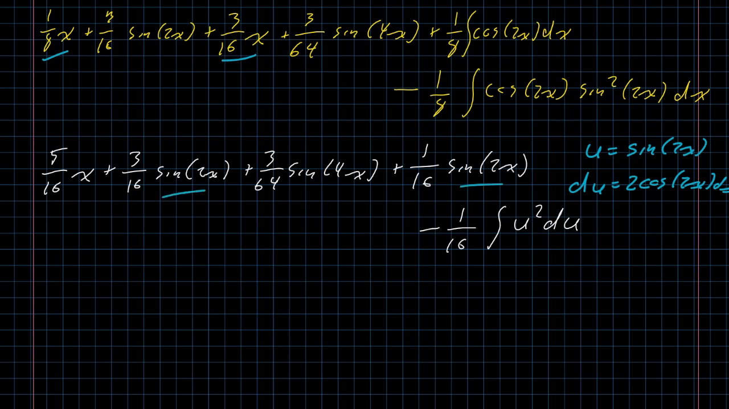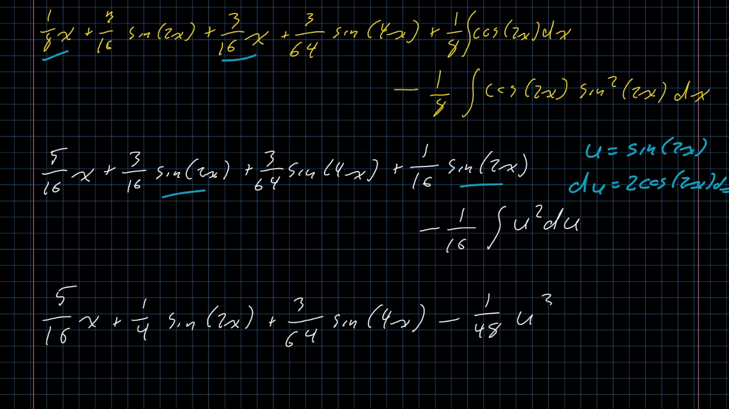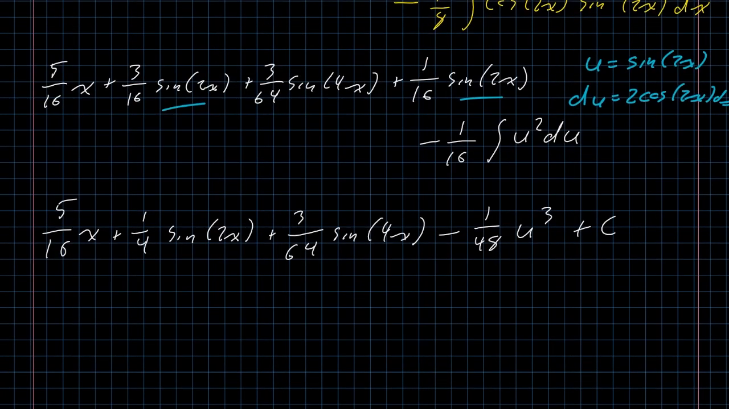All right, I've got some more like terms to combine here. I've still got 5/16 x. I've got 3/16 plus 1/16, that's 4/16, or just 1/4 sine of 2x. I've got 3/64 sine of 4x, and then I will have the integral of u squared is 1/3 u cubed, so it'll be 1 over 48 u cubed. Finally, I've done my last integral, so I can put in my constant of integration.